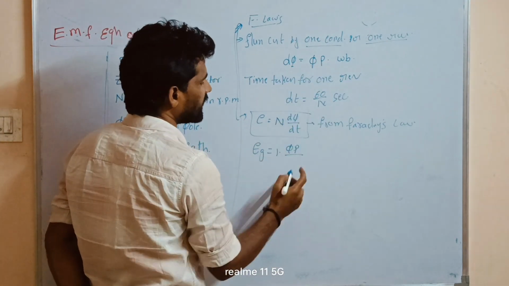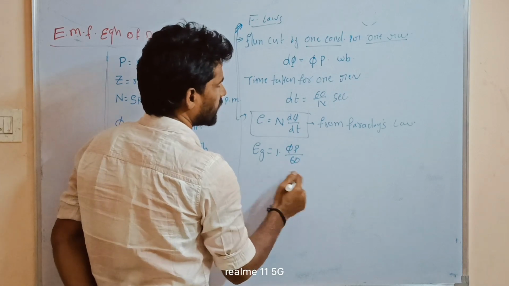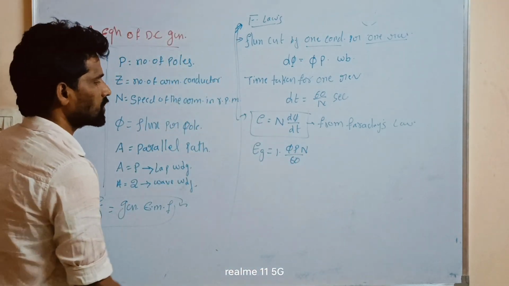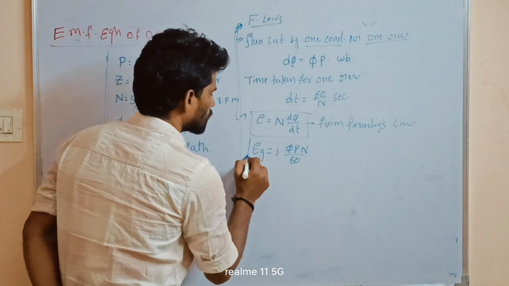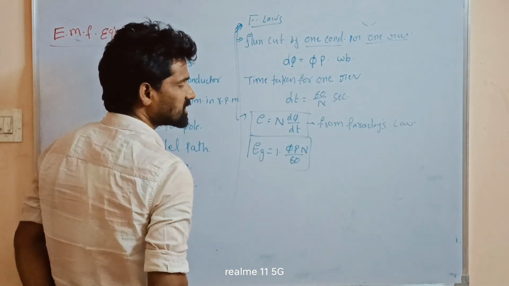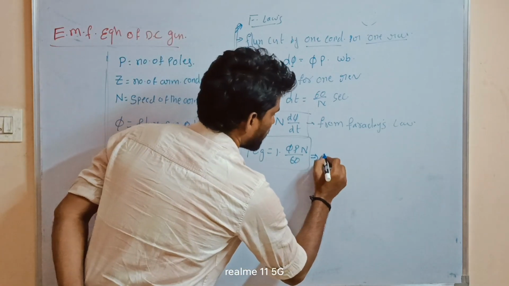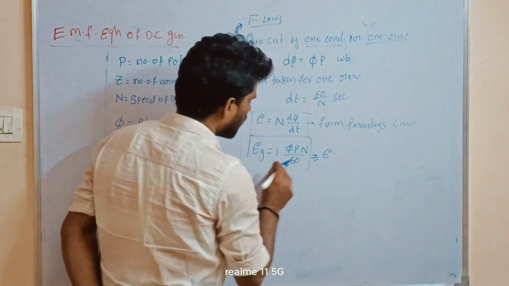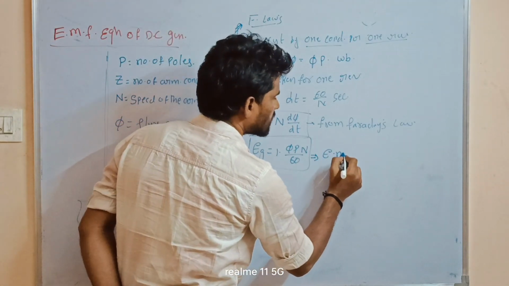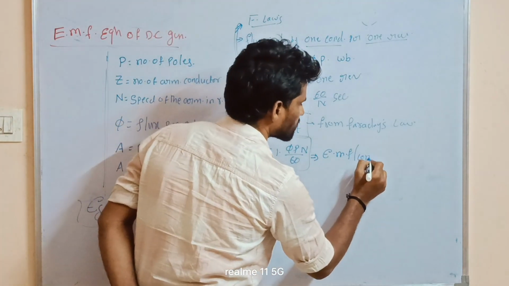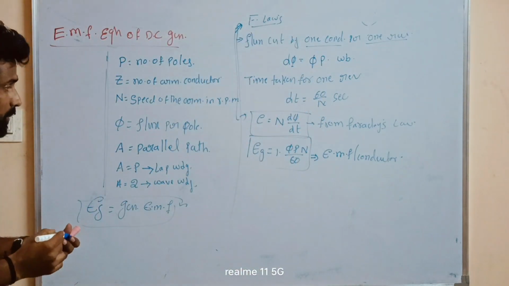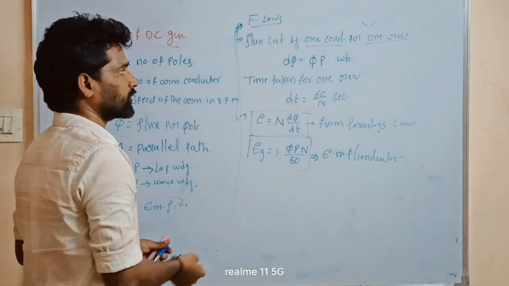Again, what is dt? dt is equal to 60 by N. So the denominator goes to the numerator. So Eg is equal to Φ P N by 60. So this is the EMF per conductor. Only one conductor is taken, that is the EMF per conductor. But we need the complete EMF.